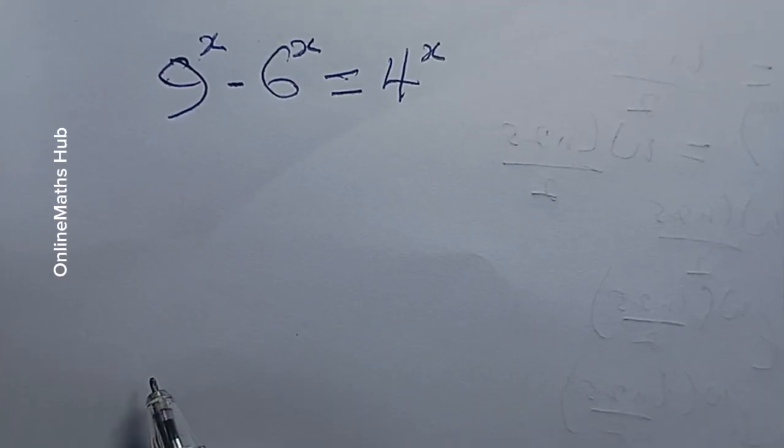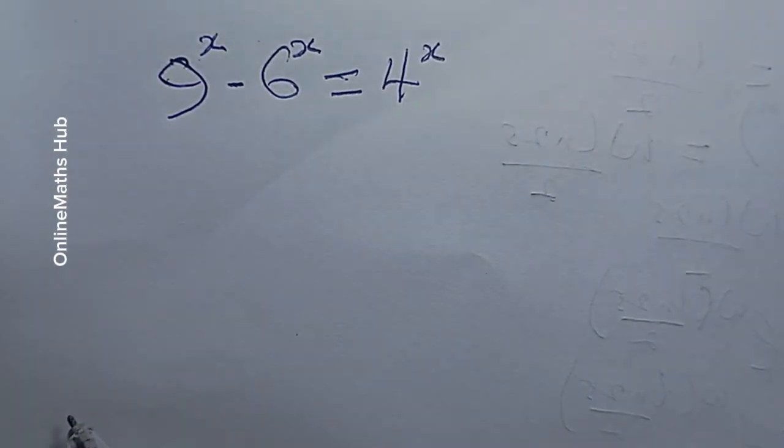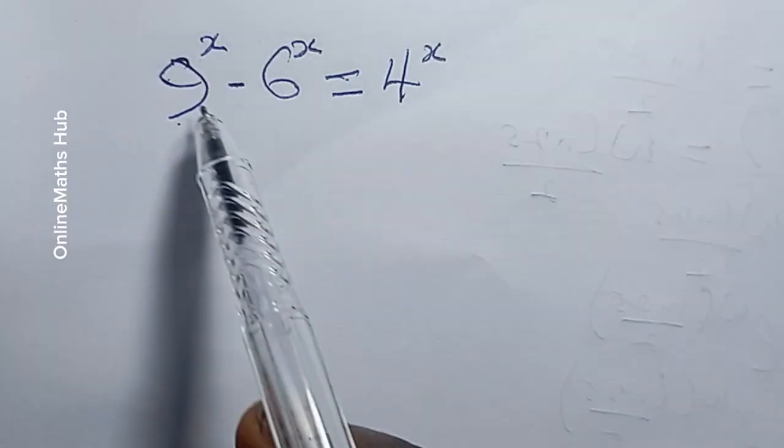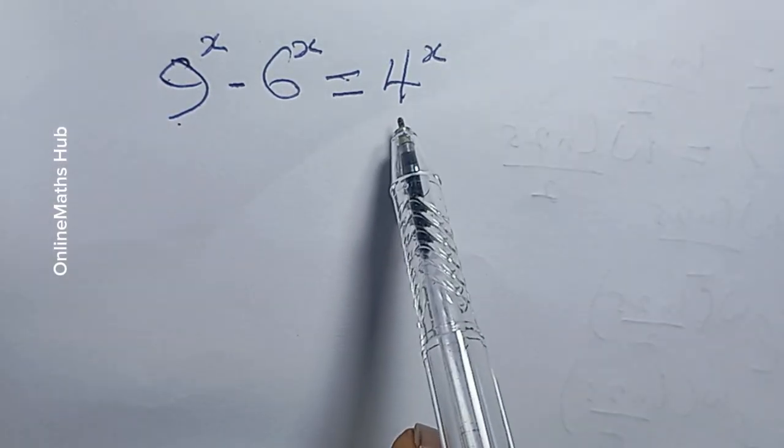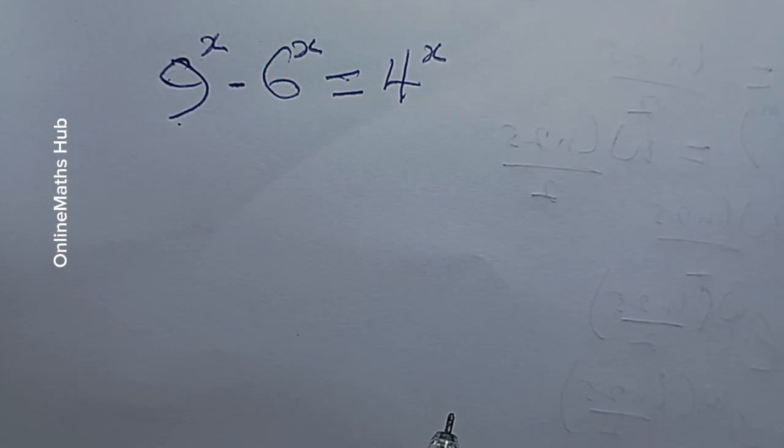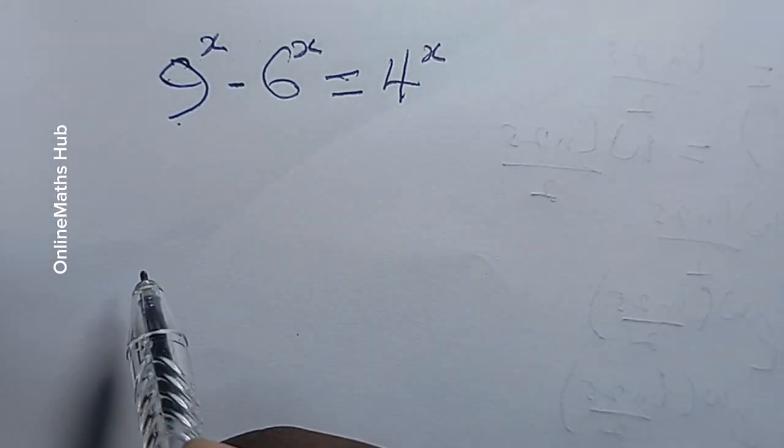We're going to be solving this exponential equation right here. So what we have is 9 power x minus 6 power x is equal to 4 power x. Okay, so what is going to be the value of x? We're going to be solving that in this video.